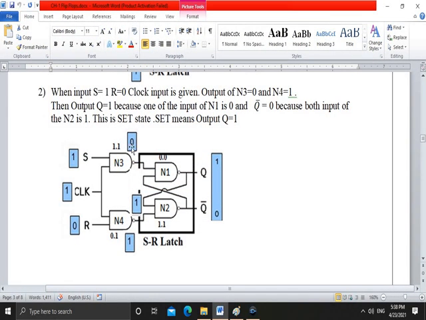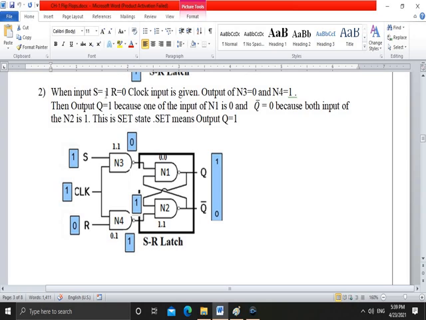So one input is 0, output is 1. If we find out Q, then Q is coming here. The input of N2 is completed. Input of N2 is both 1 1. 1.1 is 1, complement 0. So we have found the current output, that is 1 and 0. We have to write this.